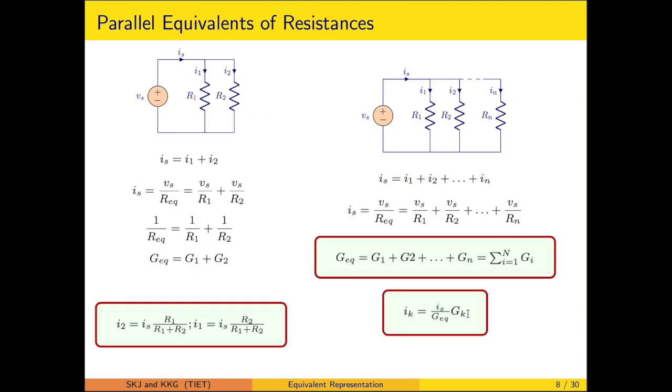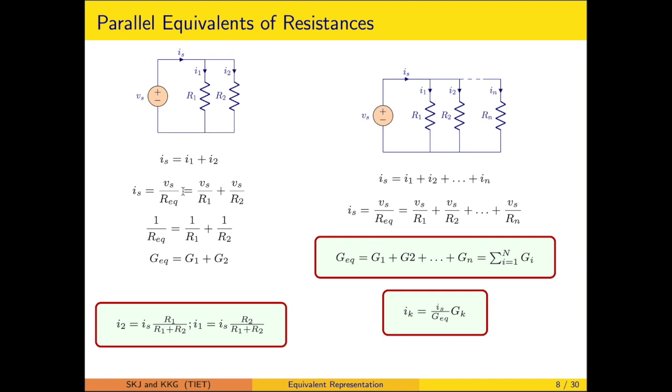The parallel equivalent of the resistance is shown likewise. What we see is that when the elements are connected in parallel, the voltage across them will be the same. So whatever voltage is appearing across R1, the same voltage is appearing across R2. However, the current level is different, and that is decided by the resistance values. So KCL suggests Is is equal to I1 plus I2, which is made clear here.